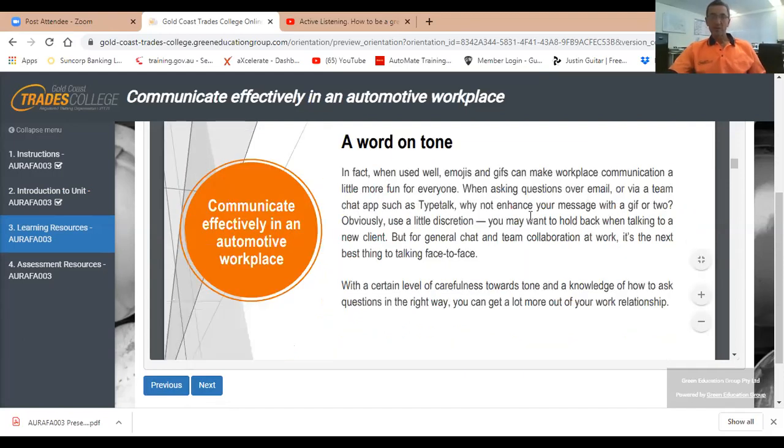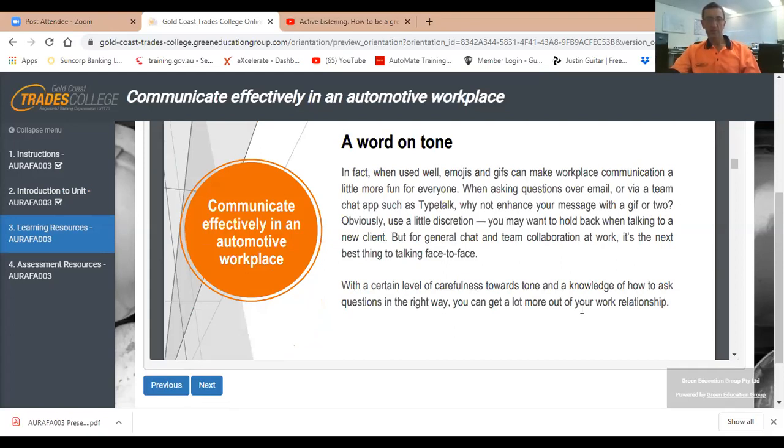Just a little bit more about tone. When used well, emojis and GIFs can make workplace communication a little more fun for everyone. When asking questions over an email or via a team chat, such as TypeTalk or some other type of chatting app, why not enhance your message with a GIF or two? Obviously, use a little discretion. You may want to hold back when talking to the new client, but for general chit-chat and team collaboration at work, it's the next best thing to talking face-to-face.